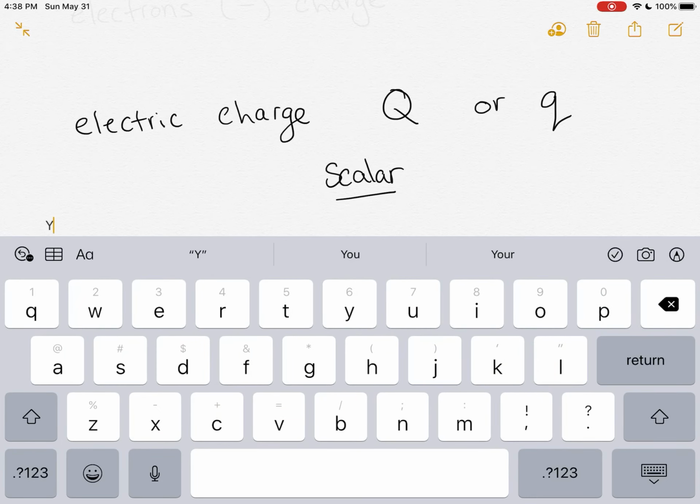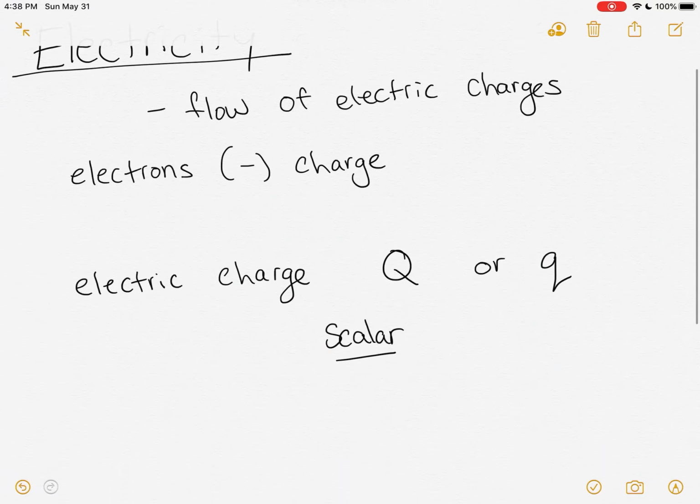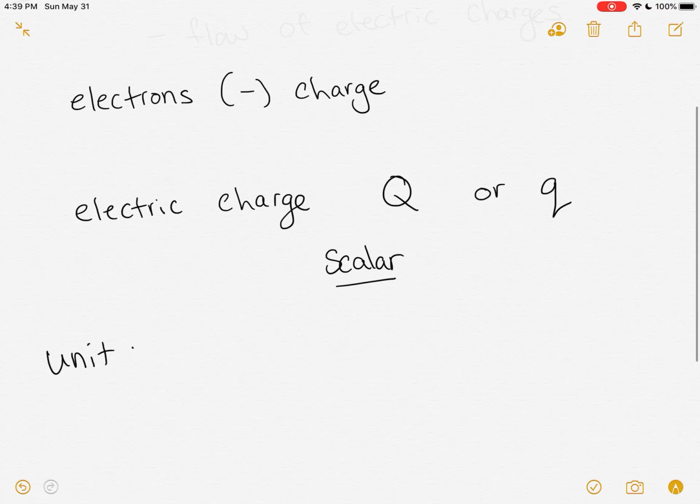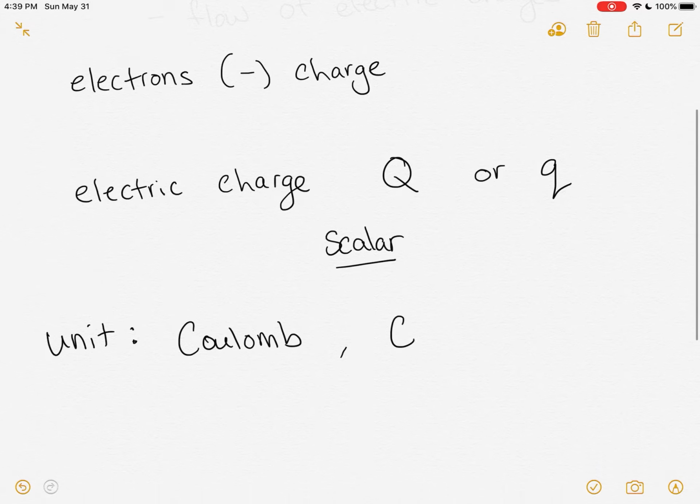The unit for electric charge is actually the coulomb. And the symbol for coulomb is a capital C, okay? And the coulomb is a new base unit or fundamental unit, and it's the unit for charge. And so anytime we're talking about how much electric charge something has, we say it has so many coulombs of charge.